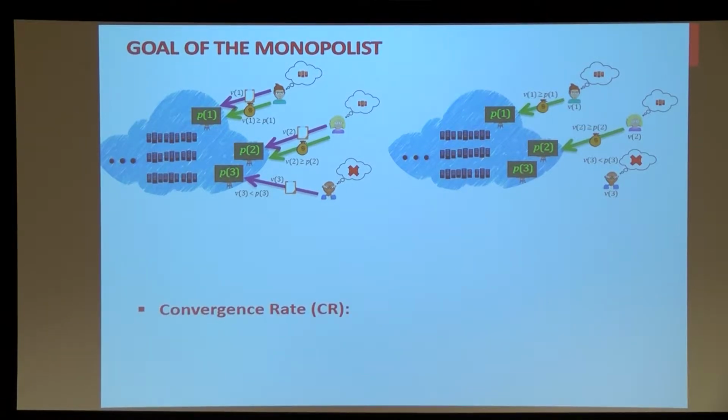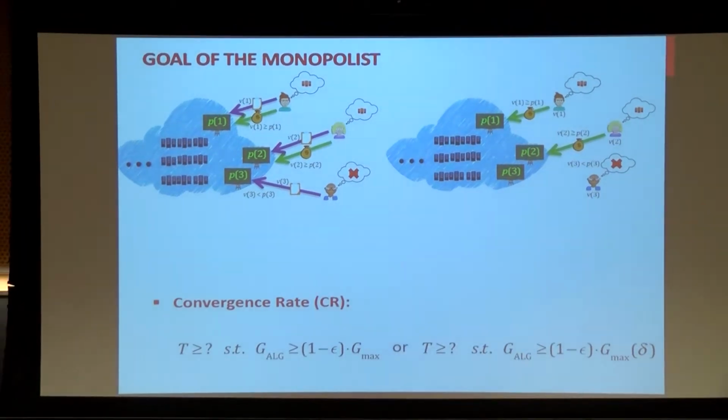And the performance measure in this talk for online pricing algorithms is something that we call convergence rate. Let me define what convergence rate is. A convergence rate of an online pricing algorithm is the minimum number of rounds required so that the revenue you get from the algorithm is at least 1 minus epsilon times the optimal revenue in hindsight. OK? You can define the same thing for the delta-guarded benchmark.